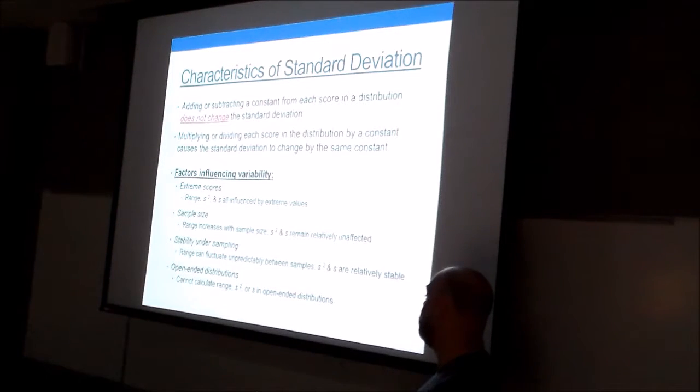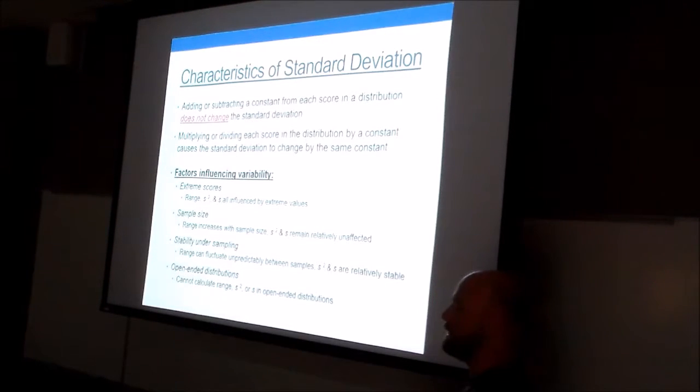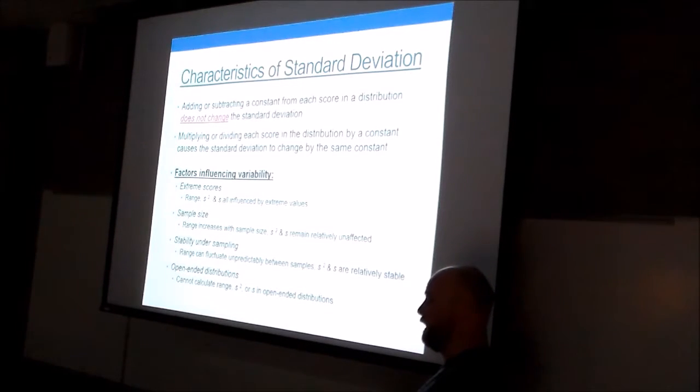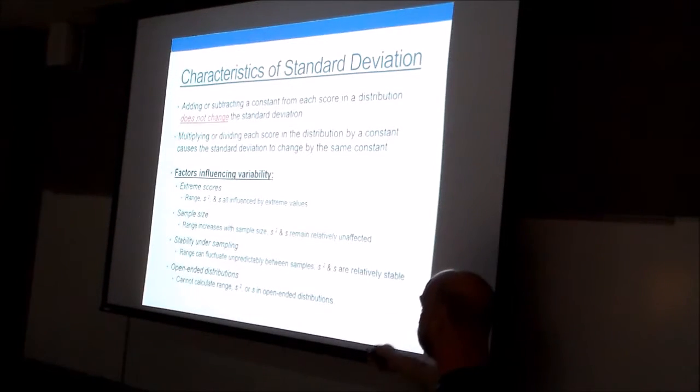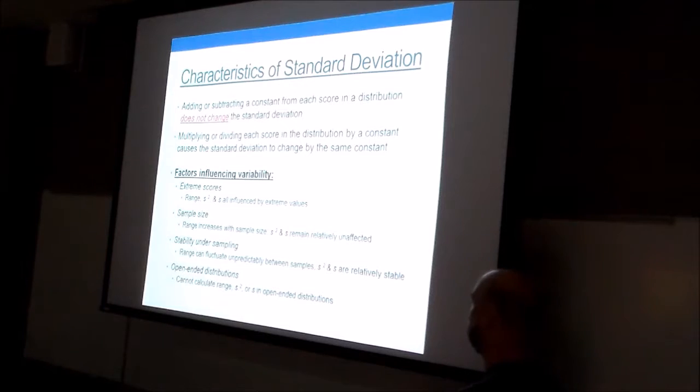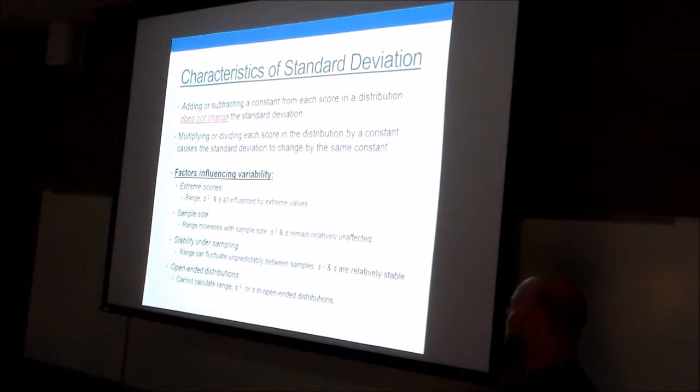Factors that start to influence my variability in general. It doesn't matter if we're talking about mean, variance, standard deviation, range, interquartile range types of things. Things that are just going to start to impact my measures of variability. Extreme scores, okay? Range, variance, standard deviation.